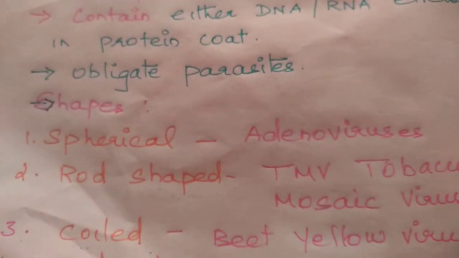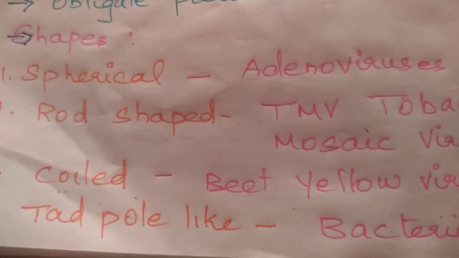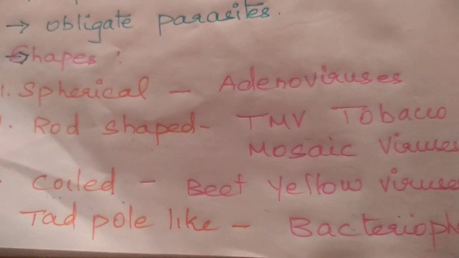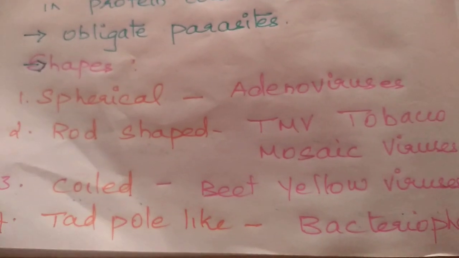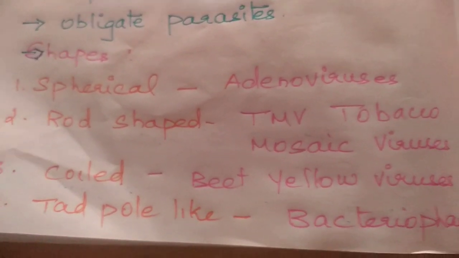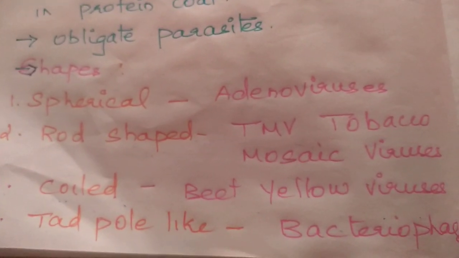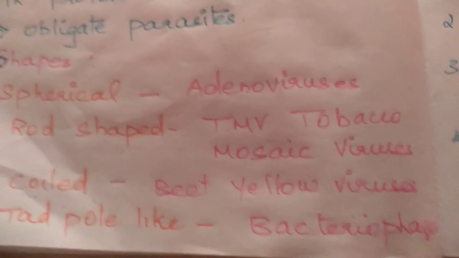And there are many shapes. I have given some examples. The spherical shape example is adenoviruses, the rod shaped example is TMV, tobacco mosaic virus, and the coiled shape example is beet yellow virus. And the tadpole like structure is called a bacteriophage.